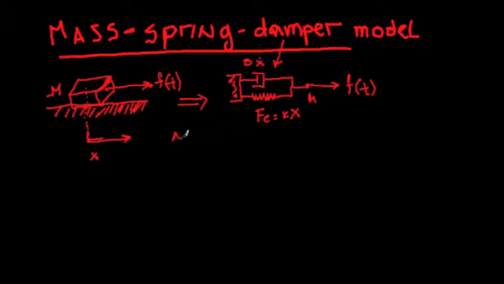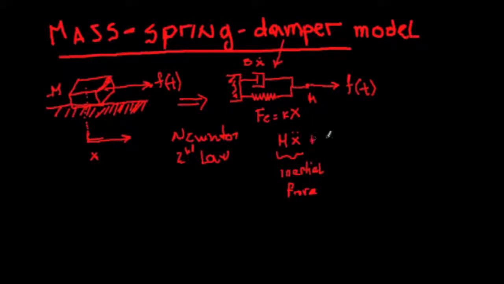And if we write Newton's second law, we will obtain the following: m x double dot, which is inertial force, plus b x dot, which is damper or viscous force, plus k x, the elastic force, is balanced by this f of t, this force that is applied on this object. So we have a model. This is our model.